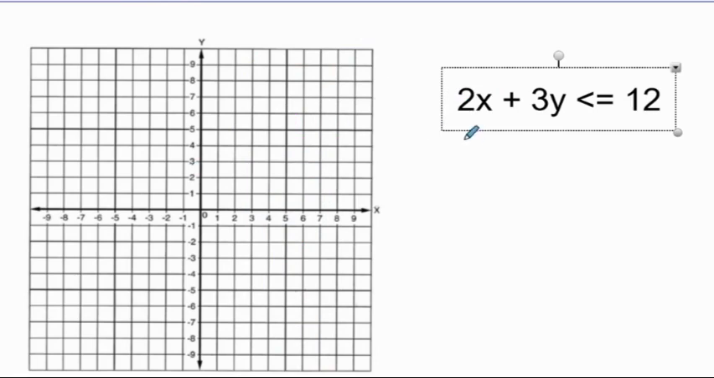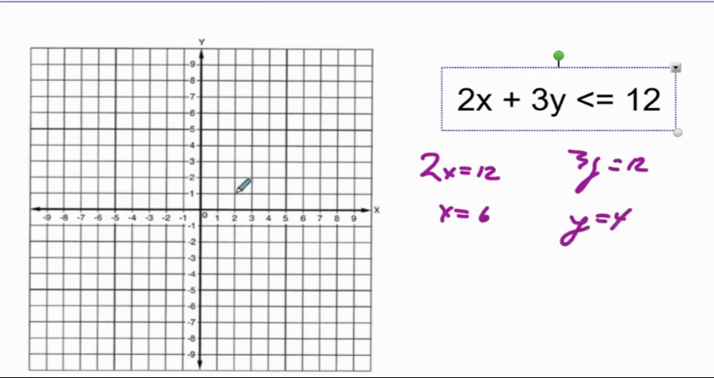Well, here's one that is 2x plus 3y. So here we are back to standard form. So let's just do that real quick. So I'm going to go 2x is 12, and I'm going to go 3y is 12. So I know that x is 6, y is 4.